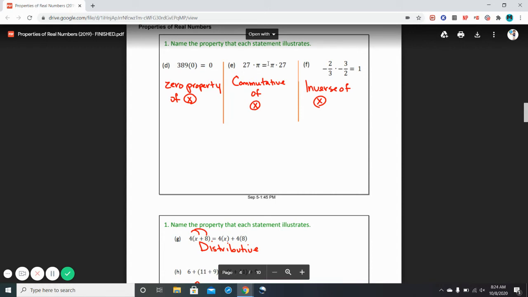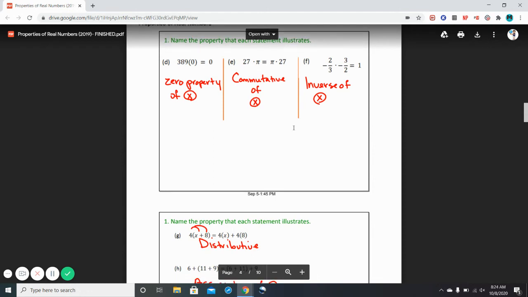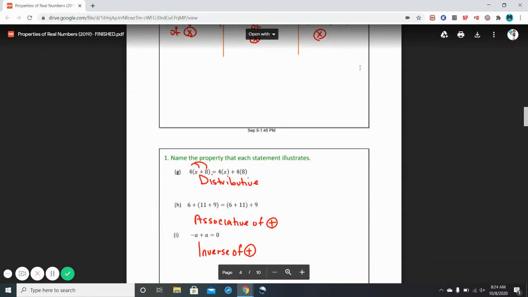27 is A, pi is B, so A times B, but you could flip that around to get B times A, which would be pi times 27. So that is, again, the commutative property of multiplication. Then you have the inverse property of multiplication because you flipped the reciprocal and you got 1.